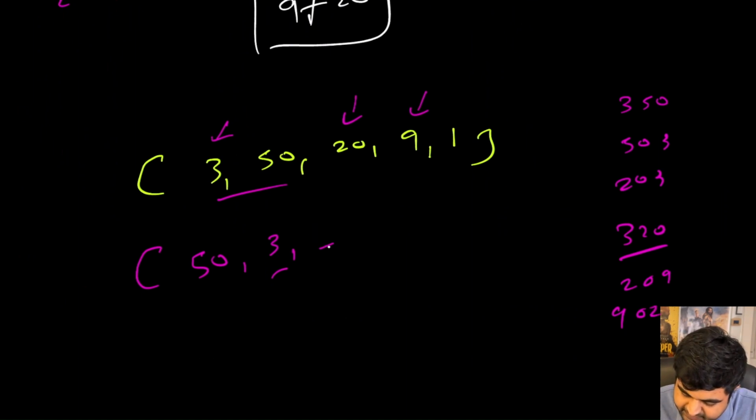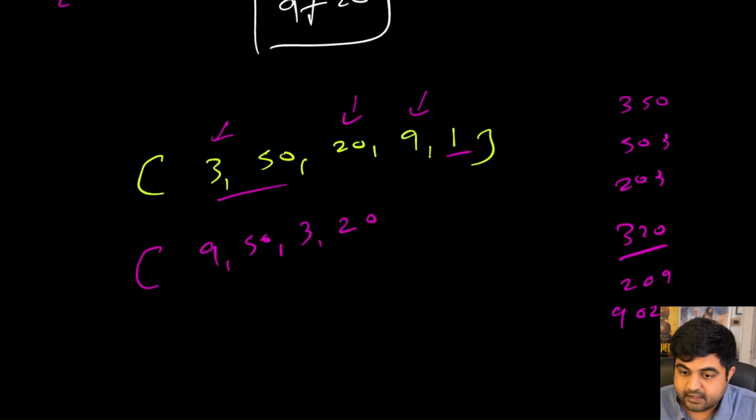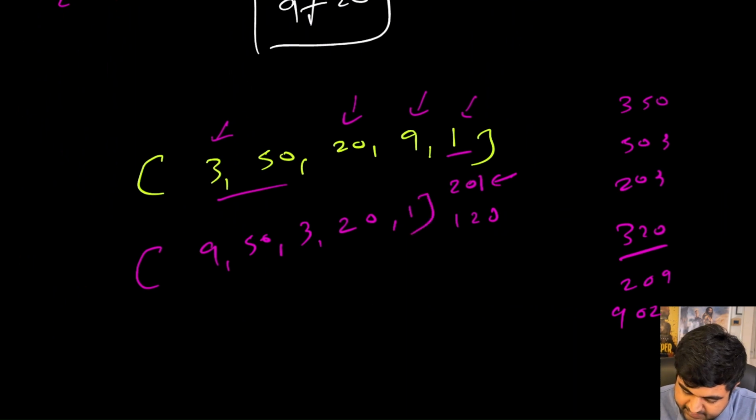And once again, if we keep on repeating the same process with 3, 9 has to come before 3 as well, and the same way 9 has to come before 50. So the order is going to be 9, then 50, then 3 and then 20. Okay, and the last value is 1. If we compare 20 with 1, the options are 201 and 120. So 201 is greater, so 20 has to come before 1.